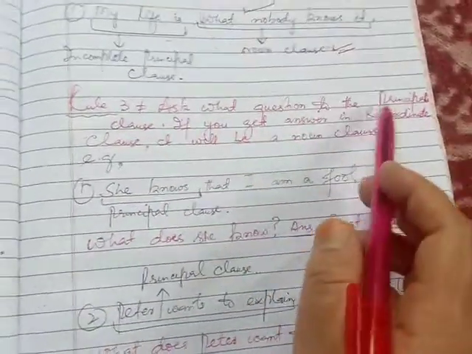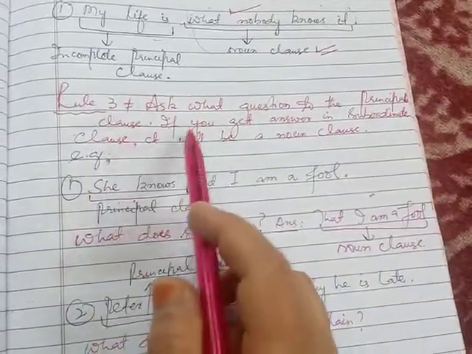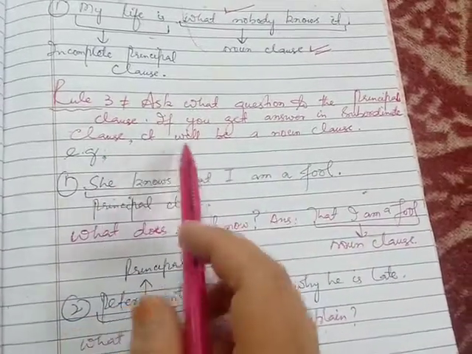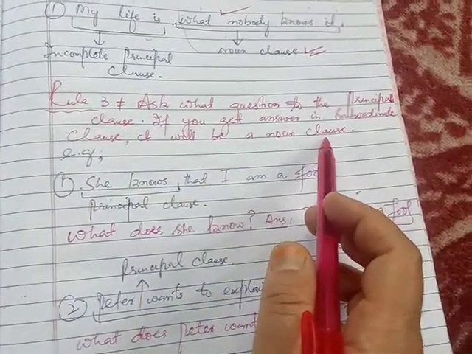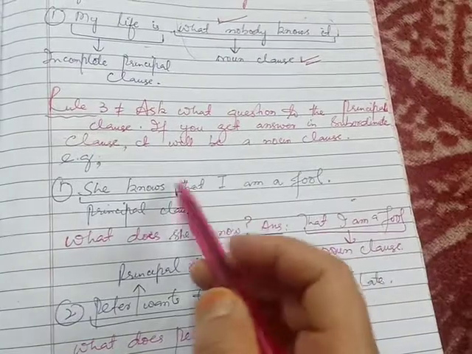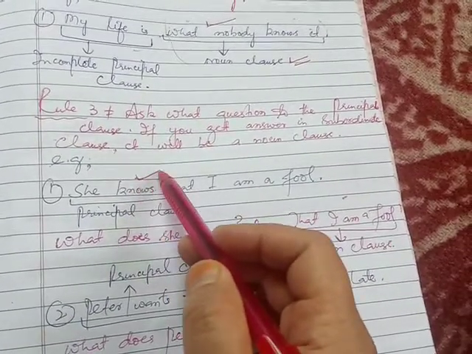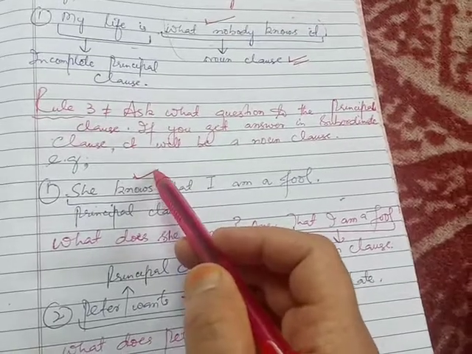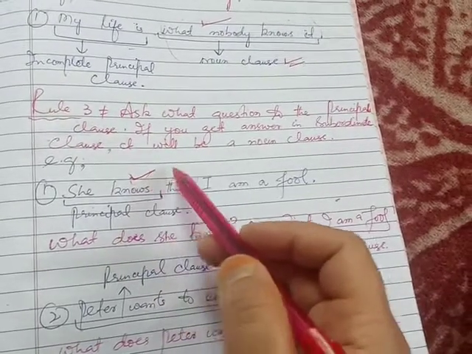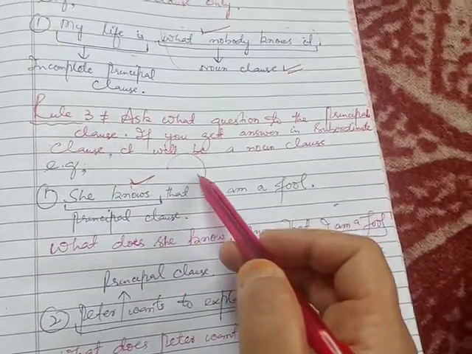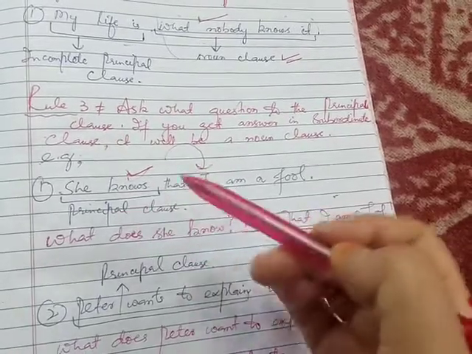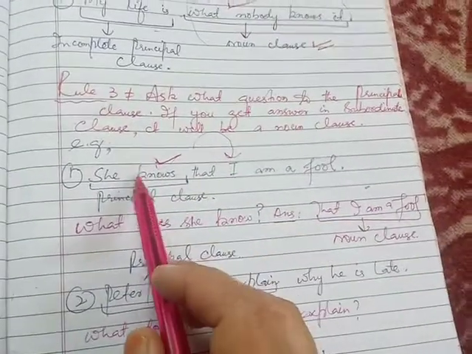Now let's move towards rule three. Ask a "what" question to the principal clause. If you get the answer in the subordinate clause, it will be a noun clause. Very good, very easy. Dear students, you have to frame a "what" question from the principal clause, and if you get the answer in the subordinate clause, it will definitely be a noun clause.